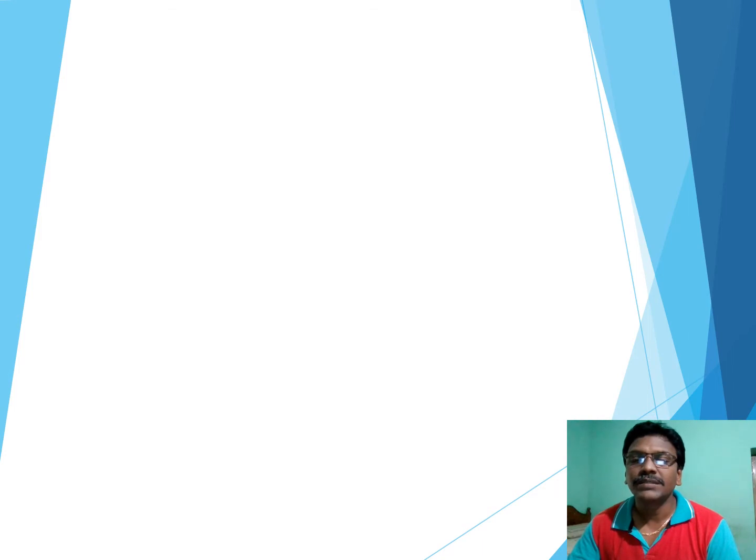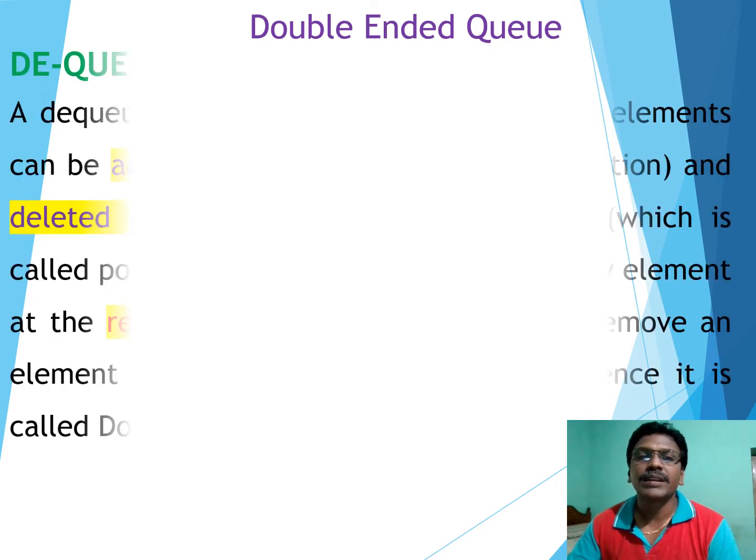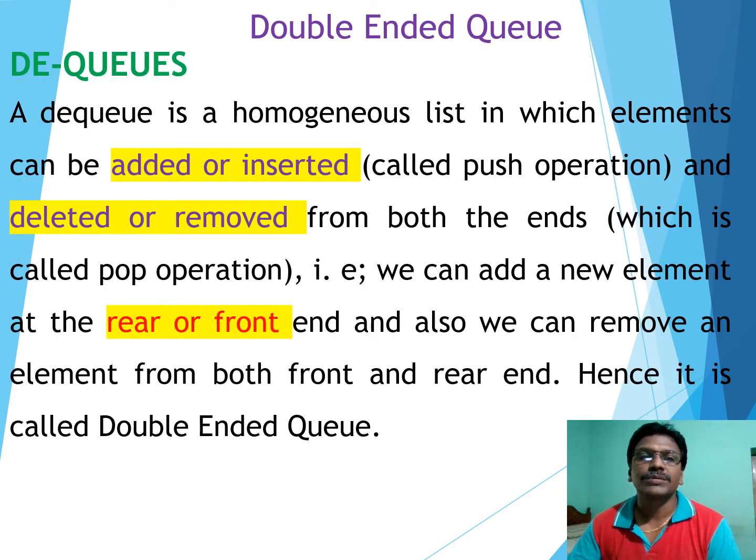Welcome to BBC channel. I would explain about double-ended queue, that is also called a DEQ. A DEQ is a homogeneous list in which elements can be added or inserted. The add or insert operation is called a push operation, and delete or remove can be done from both ends.